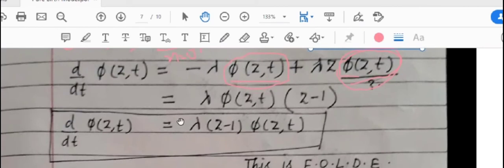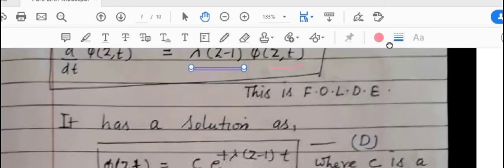This comes as usual, and ultimately you get d/dt φ(z,t) = λ(z − 1) φ(z,t). This is nothing else but a first order linear differential equation. If you consider φ(z,t) just like y, then you will get a very simple form of the differential equation, and it has the popular solution also.